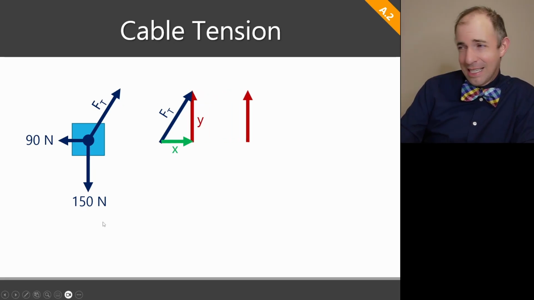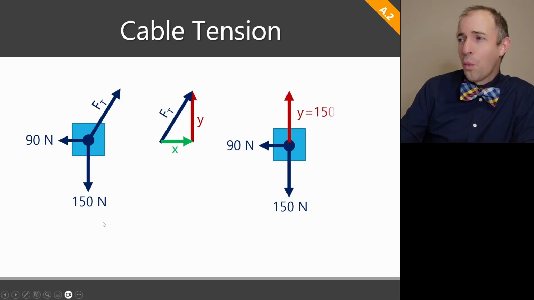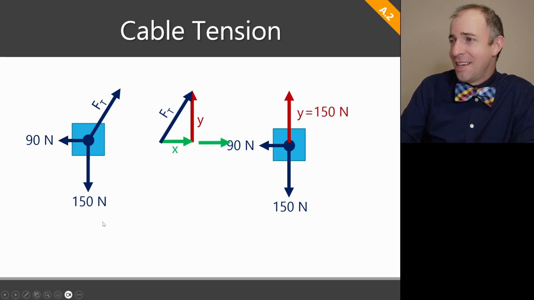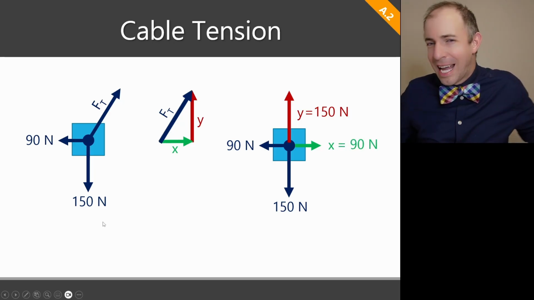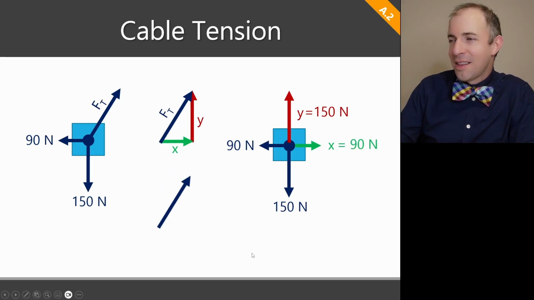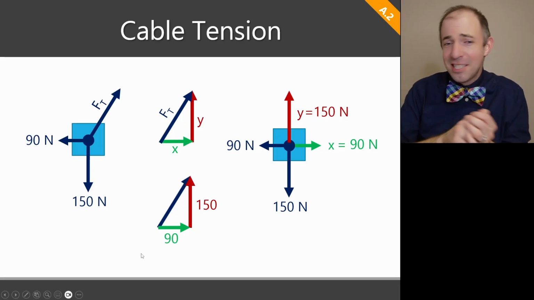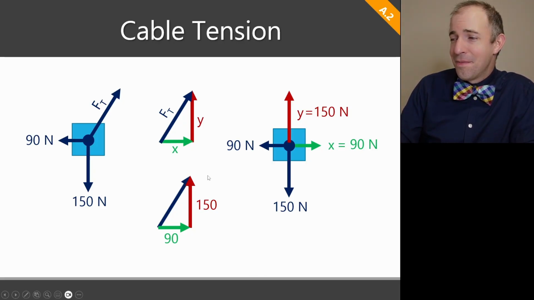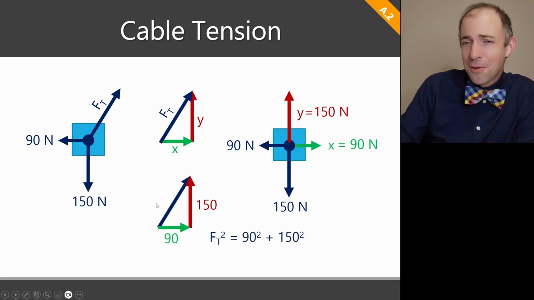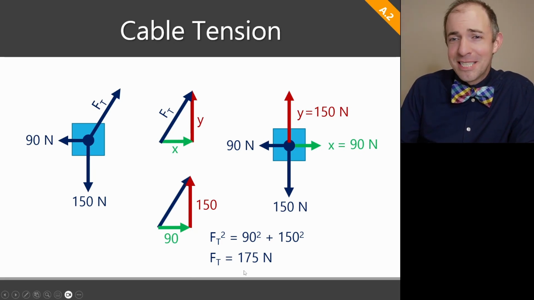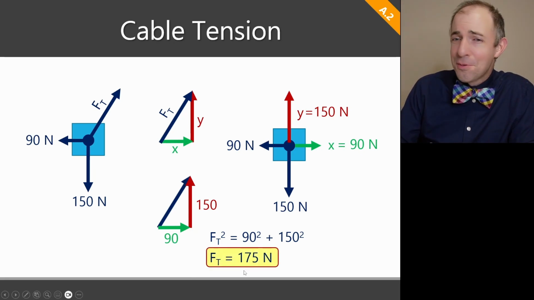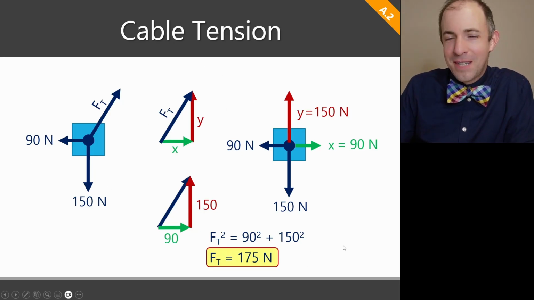If I plug that in, and say, all right, the Y is supporting that 150 and the X is supporting that 90, I can now recreate my triangle and put that back together, and say, well, that triangle has sides of 150 and 90. That is Pythagorean theorem. 90 squared plus 150 squared equals the force of tension squared. Square root everything, and you get about 175 newtons, which is pretty cool that you can take all of these pieces and figure out what your overall force of tension is going to be.